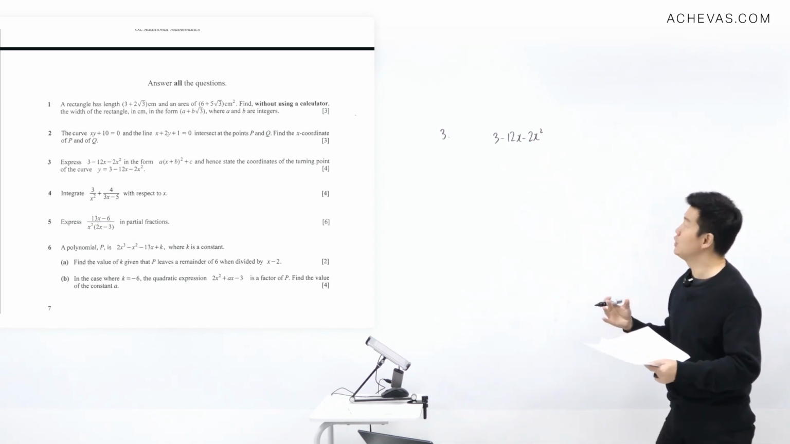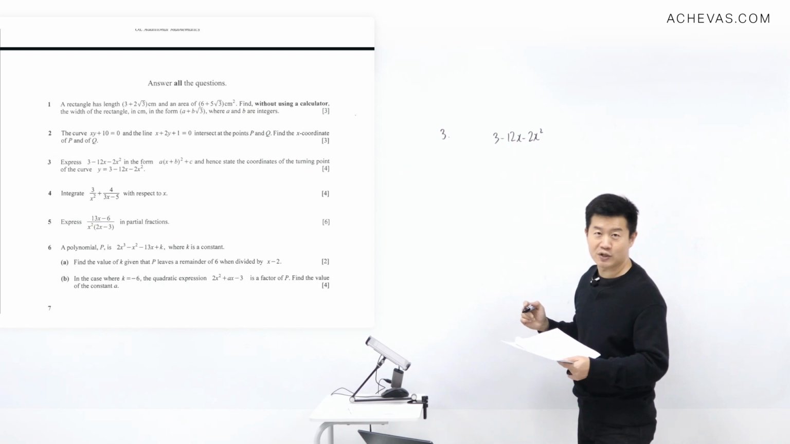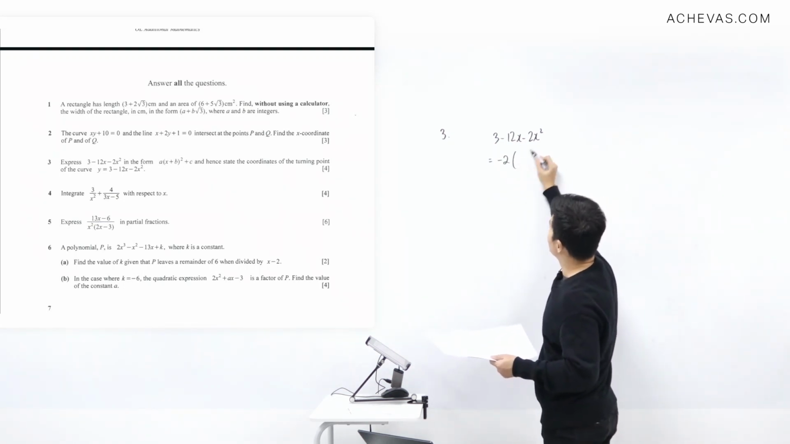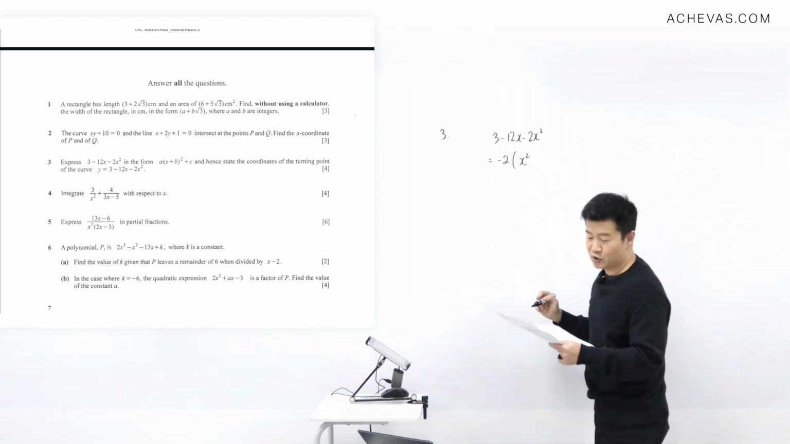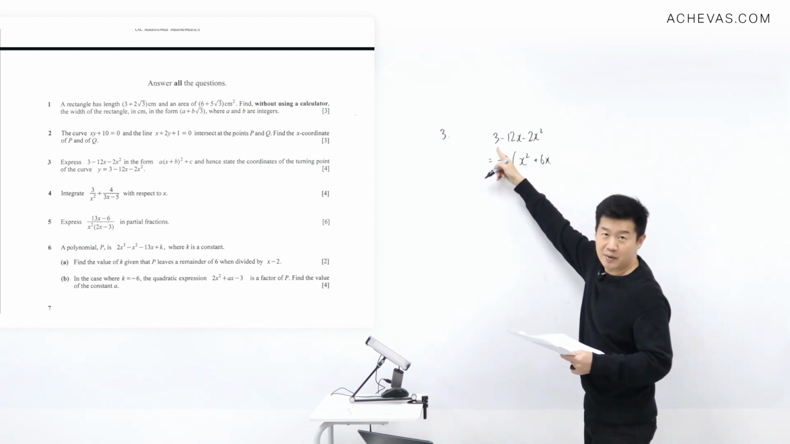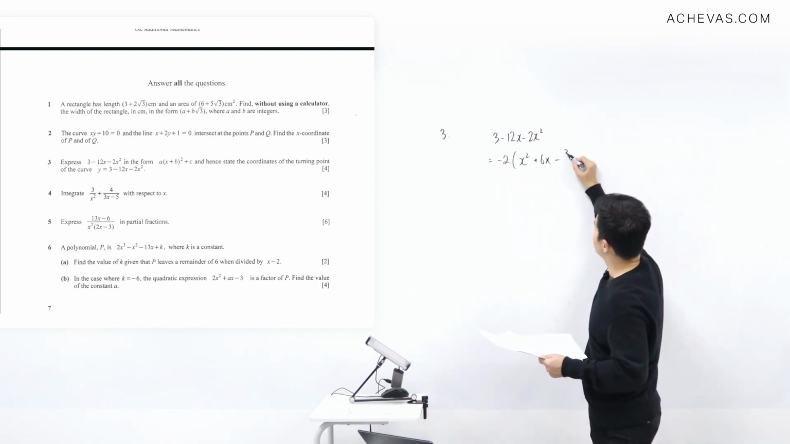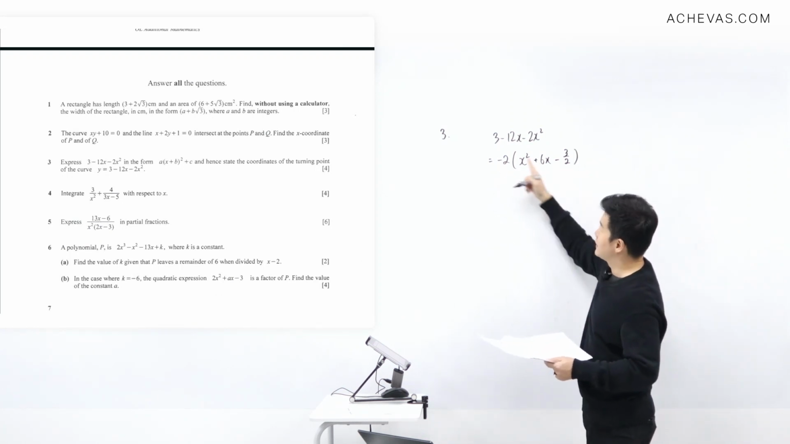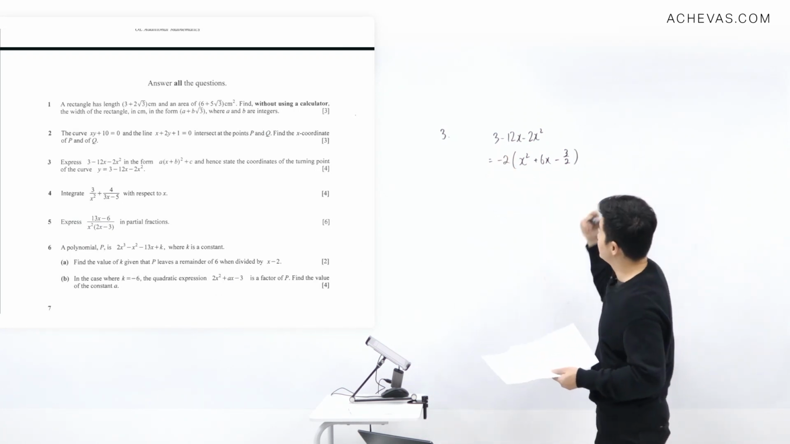Okay, the first thing that we need to do is to make sure that the coefficient of x squared is positive 1. So I'm going to factorize out minus 2, which will then give me this as x squared. Factorizing out minus 2 from here gives me a plus 6x. And factorizing out minus 2 from here gives me a minus 3 over 2. Let me just do a quick check. Minus 2 multiplied by this gives me a positive 3. So this is still correct.